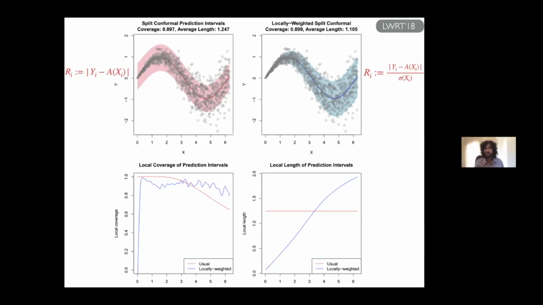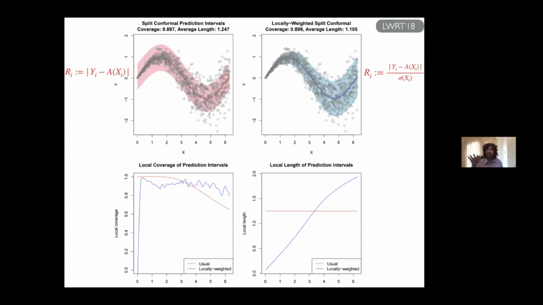So you don't have conditional coverage on the left top plot. You have better conditional coverage on the right top plot, but both of them have marginal coverage without any assumptions made on A or on the underlying distribution. And so the plots below are supposed to show exactly that. The left plot shows the local coverage that you have. The red curve shows that the local coverage on the left is near 1. The local coverage on the right drops to near 0.7. But on average, it's about 0.9, which is what they're targeted for this example.